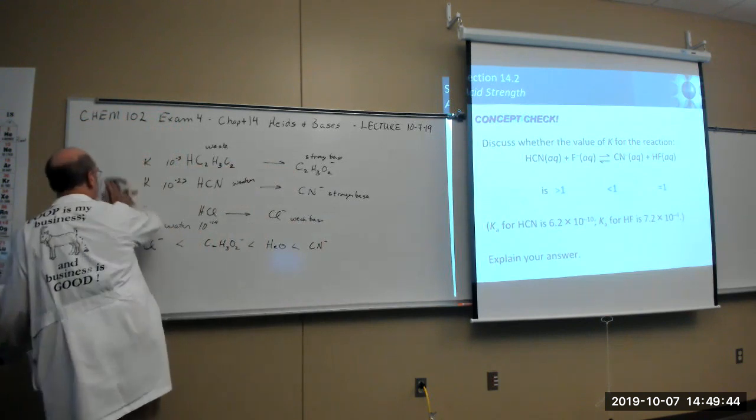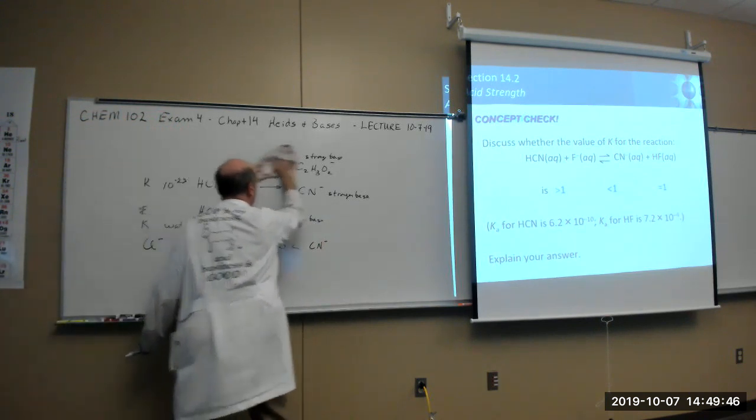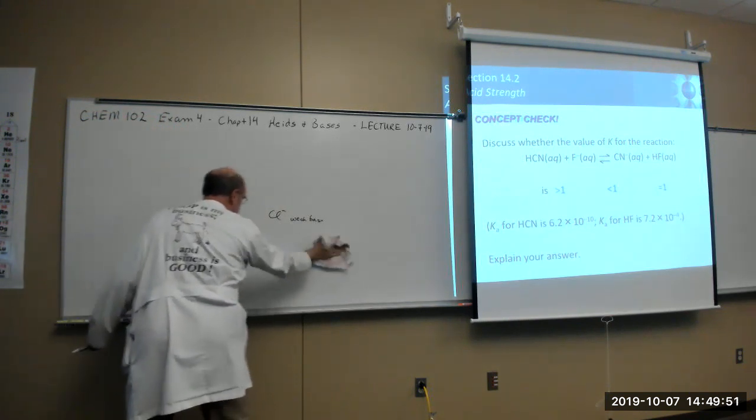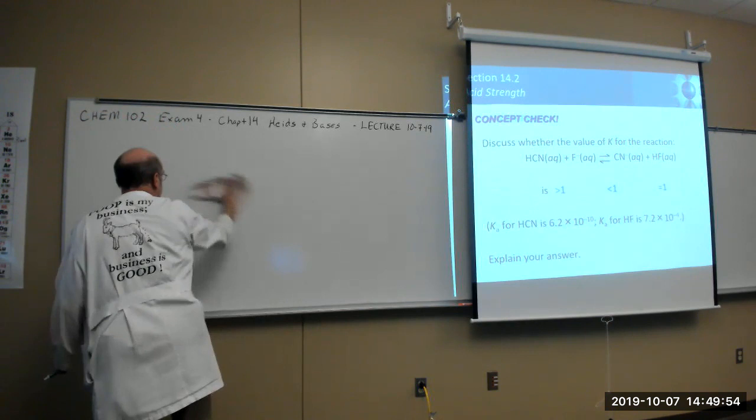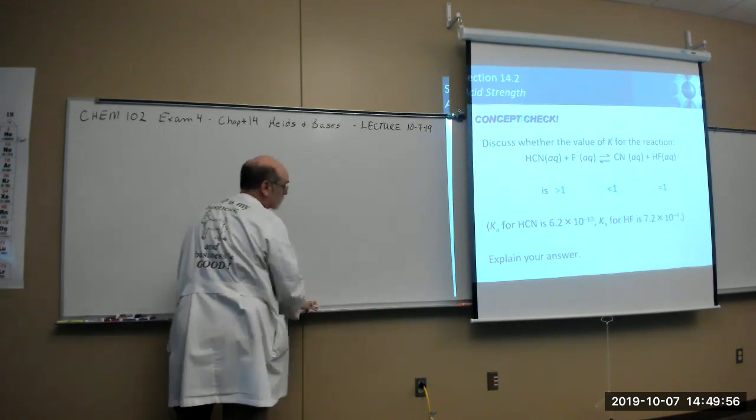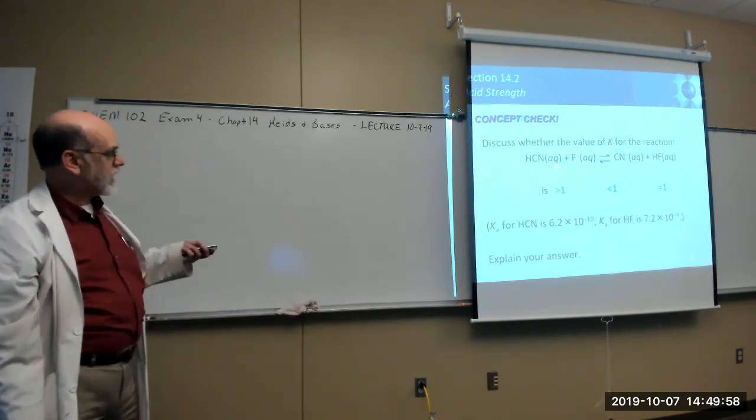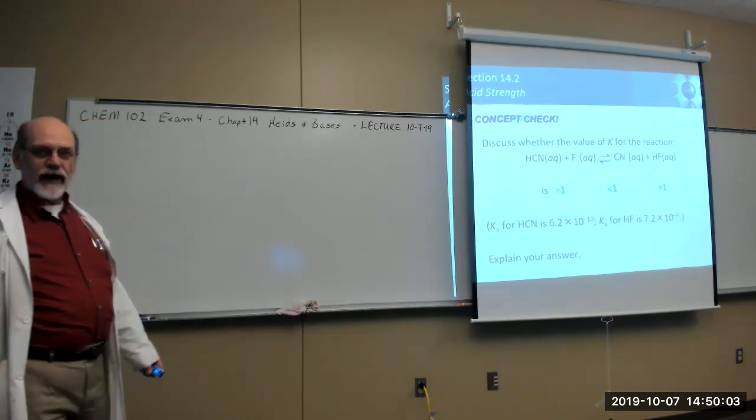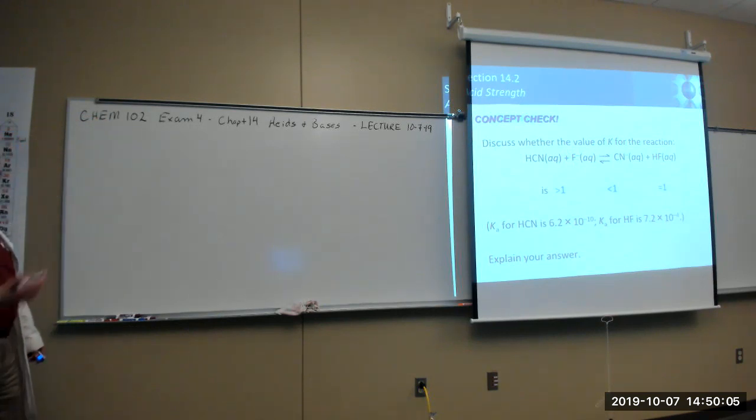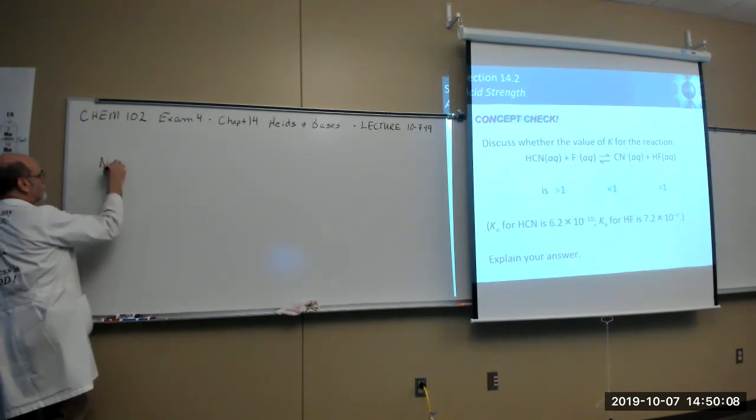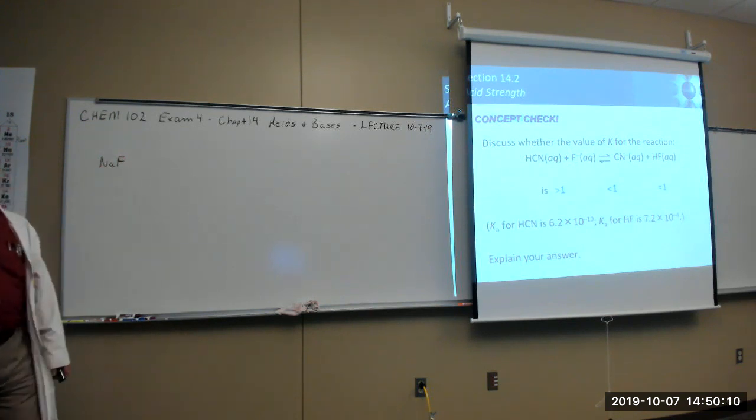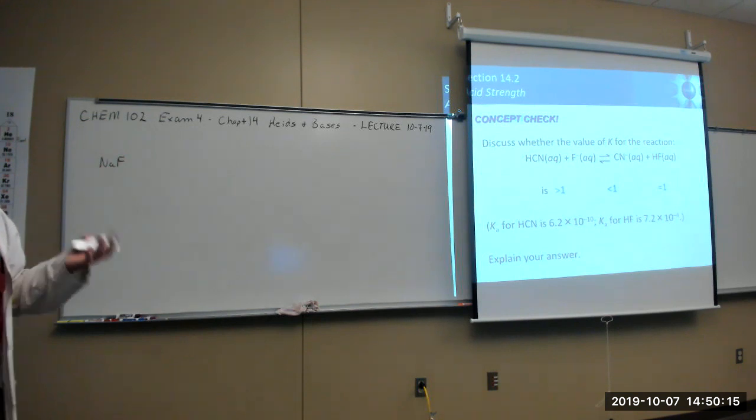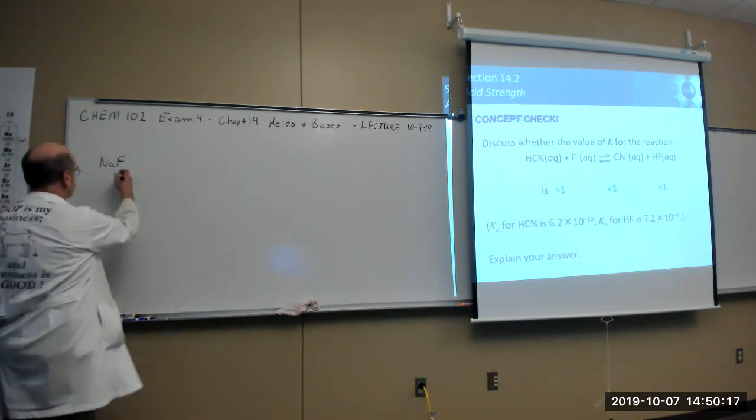So now that we know how to write K expressions for acids and bases, we're going to allow a reaction to occur in which we have hydrocyanic acid and fluoride ion, right? So how do we get fluoride ion in that solution? Probably something like sodium fluoride. Sodium is not going to react with anything. Fluoride is the important species here.